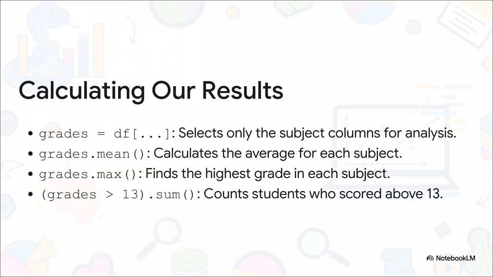So how does it work? Well, first, we just grab the columns we care about: math, science, and English. Then the .mean command, well, that just calculates the average for each one.